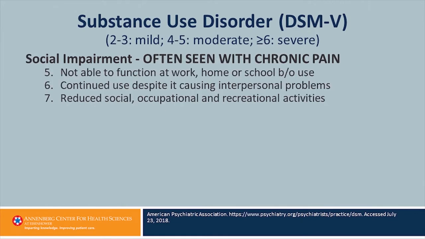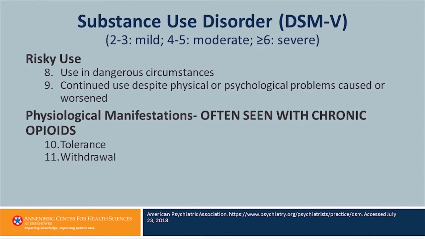The next feature is social impairment. Now, social impairment refers to how they function at work, home, or school. They continue to use despite having had problems in those areas and interpersonal problems, and also that they reduce their social, occupational, and recreational activities, and basically drug use becomes the only thing that they engage in. Risky use is using in dangerous circumstances, continued use despite having harms, particularly after overdose, we see folks continue to use. And finally, the physiologic manifestations of tolerance and withdrawal.